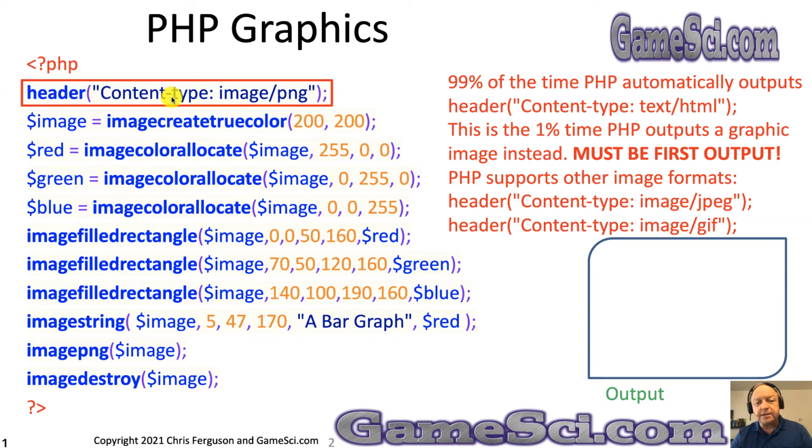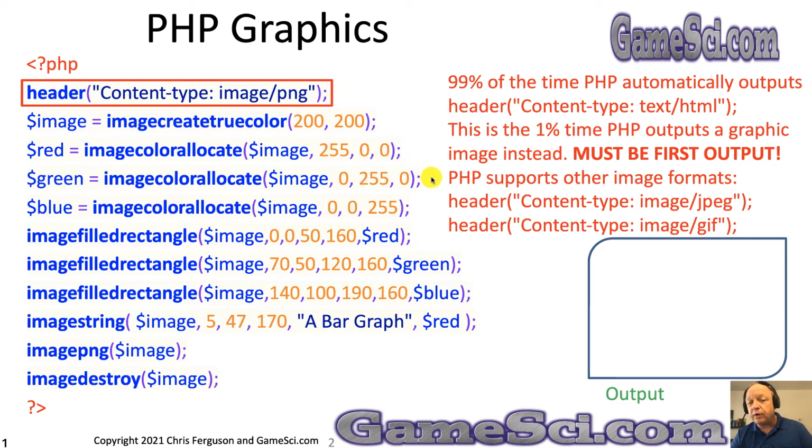Header, content type: image/png. We are going to send notice to the client that we will be returning a PNG graphics file from this PHP program. 99% of the time, PHP automatically outputs header, content type, text/HTML. This is the 1% of the time PHP outputs a graphic image instead. This must be the first line of output from our PHP program.